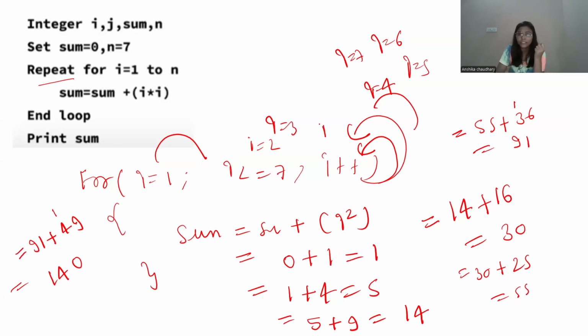Now i value will be incremented. i value is now 8. Again check for the condition. 8 is less than or equal to 7. This time the condition is false. We will come out of the loop. And at last we need to print sum. So at last the sum was 140 and 140 will be our final answer.